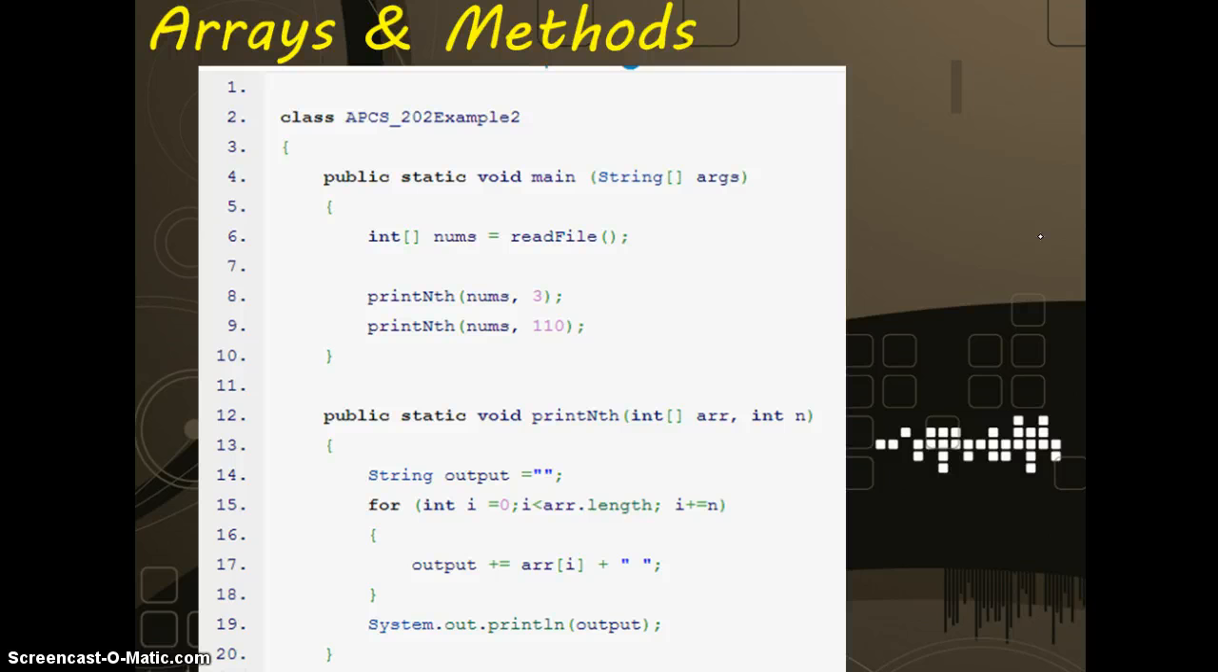New example. In this example, it's kind of AP style, where they're going to have this nums array populate from reading a file. This is not really a real method. It's just for fun. The AP is reading it in from a different source. Then I'm going to print nth nums comma 3. So what this is going to do, it's going to call this print nth method.